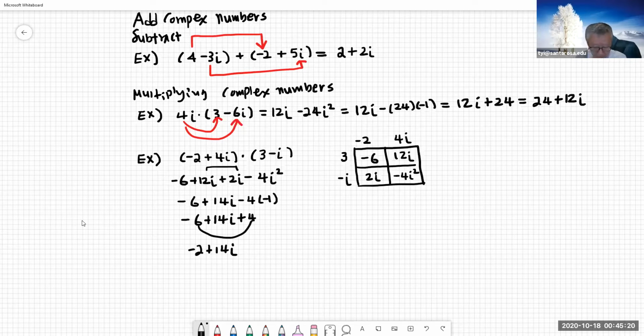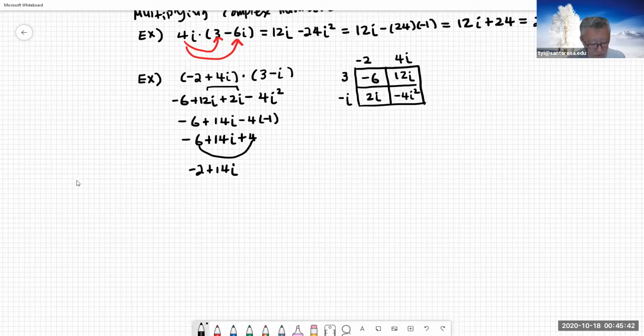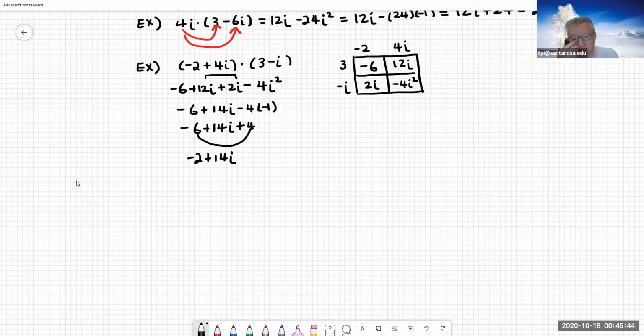Now, one thing that I want to mention is that if you have a negative square root, you must convert that into the imaginary number before you do any type of operations. Okay, so you cannot use the negative square root. You must convert that into imaginary numbers.